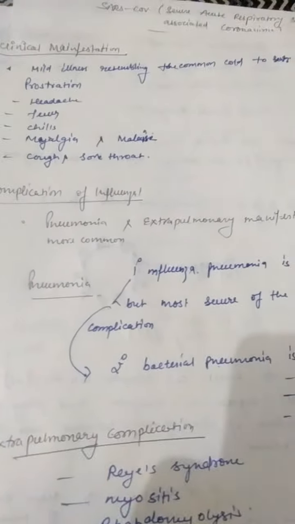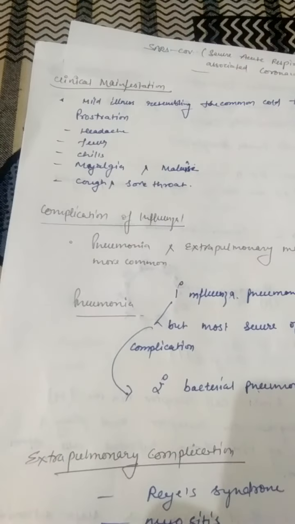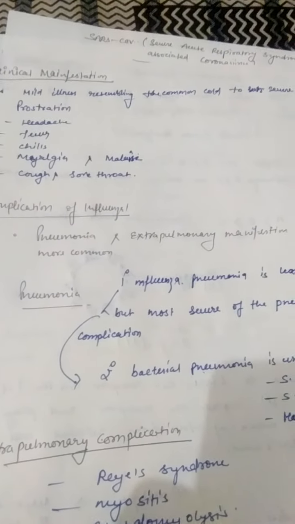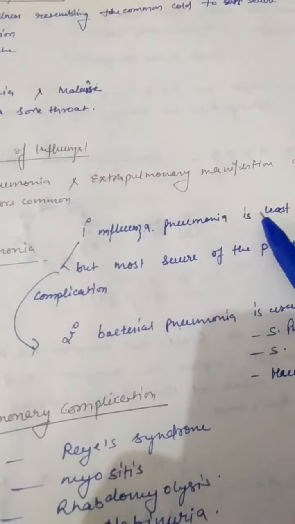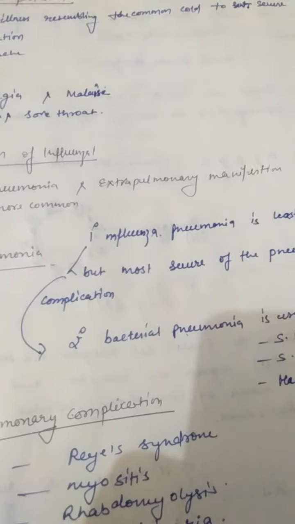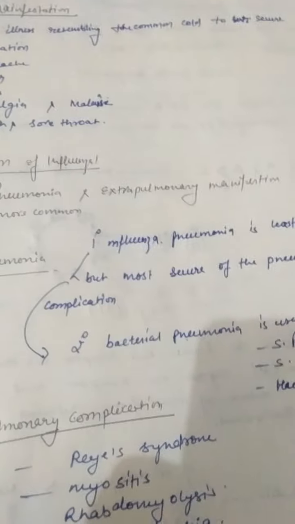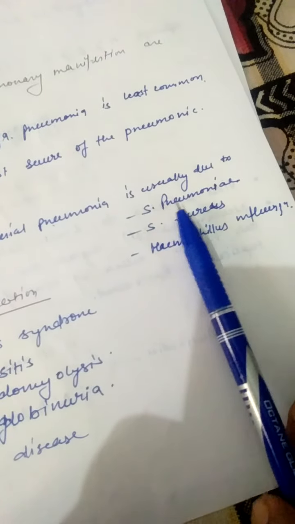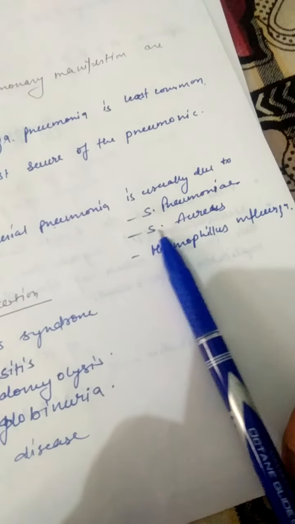And what are the complications of influenza? There are two types of complications. First is pneumonia, and the second is extrapulmonary complication. Pneumonia may be of two types. First is primary influenza pneumonia, and the second is secondary bacterial pneumonia. Primary is the least common, but the most severe pneumonic complication. And the secondary bacterial pneumonia is usually due to Streptococcus pneumoniae, Staphylococcus aureus, or Haemophilus influenzae.